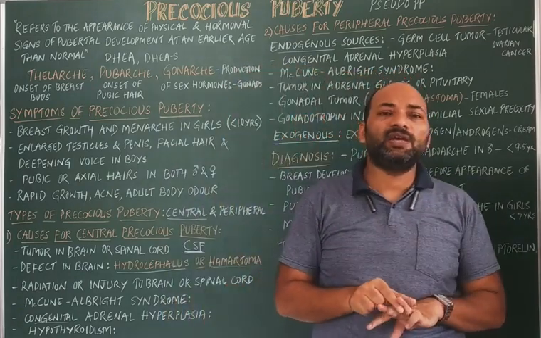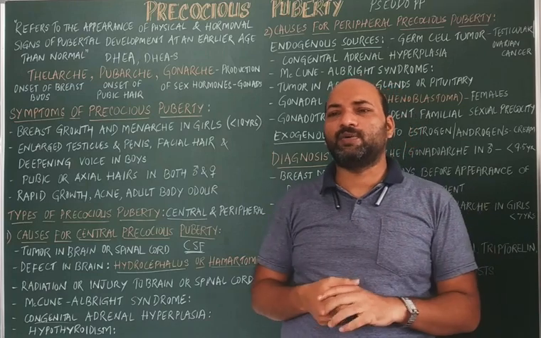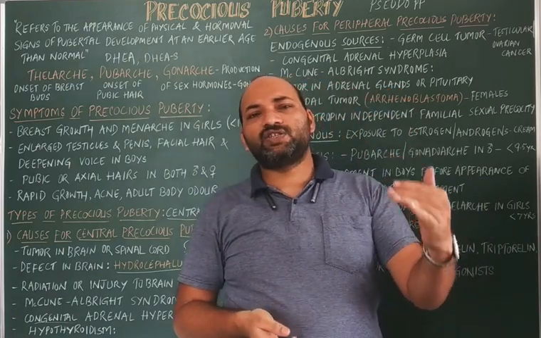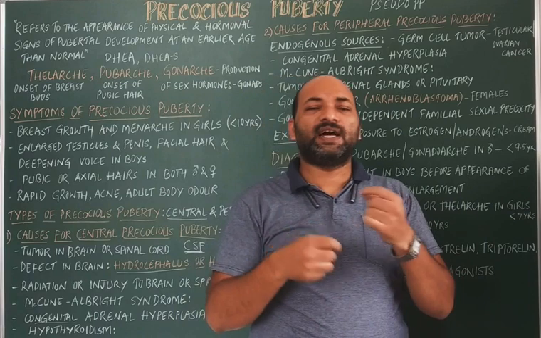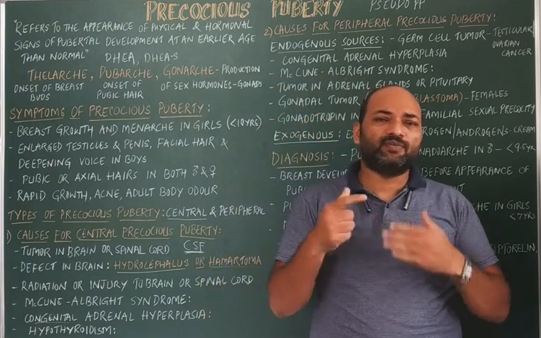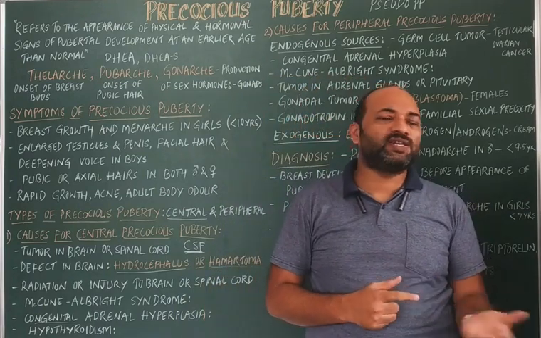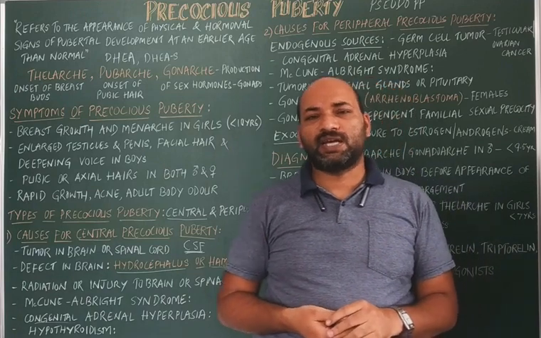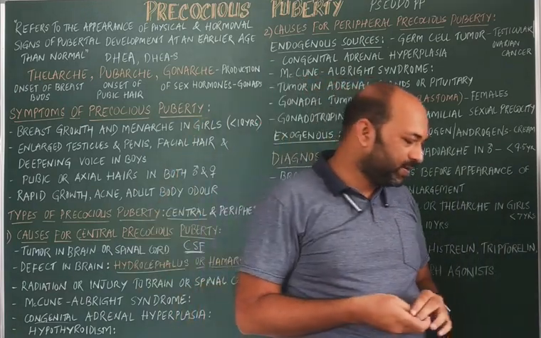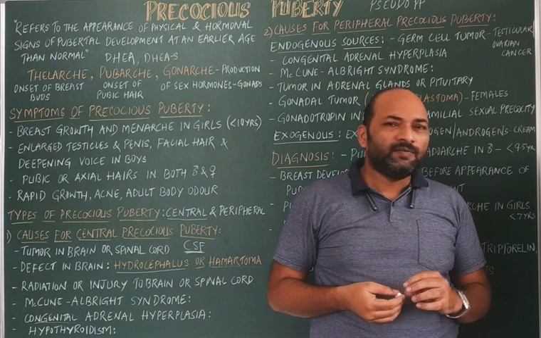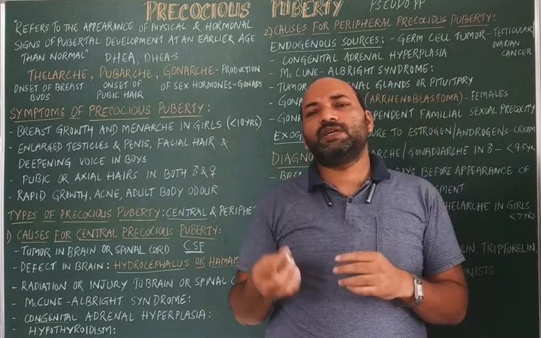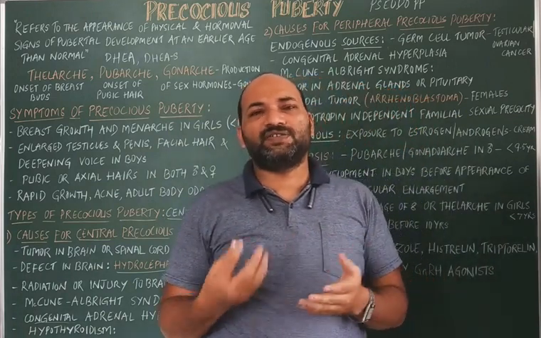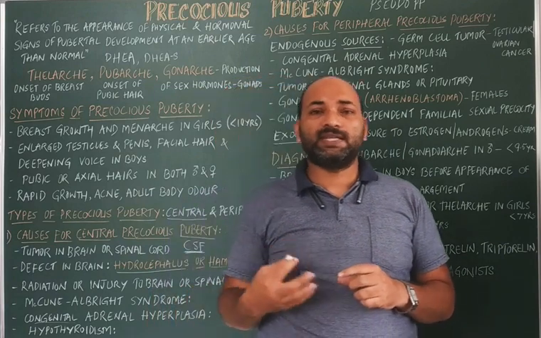Third one is being obese. When there is obesity in the body at an age below 10, if obesity is more below the age of 10, there is also a chance of getting precocious puberty. Next is when the individual is exposed to artificial or synthetic sex hormones.